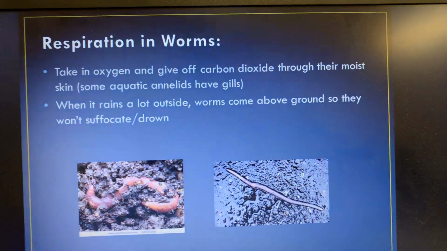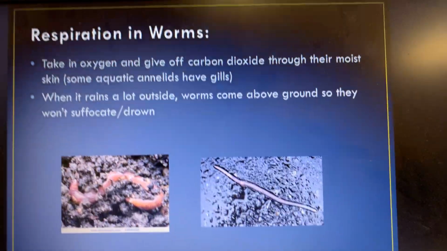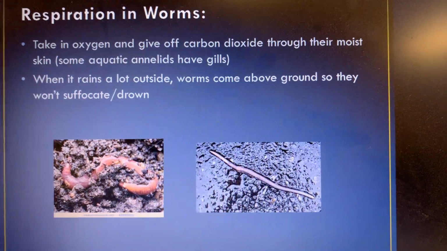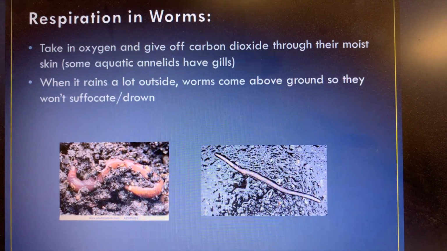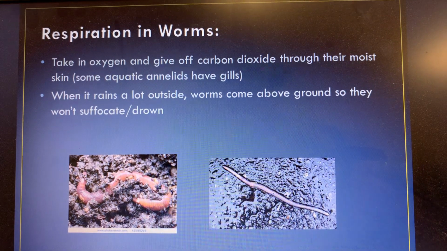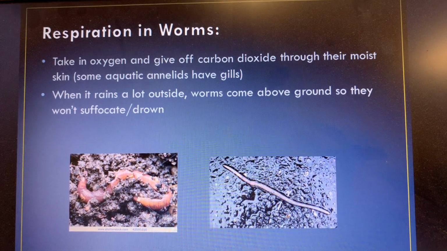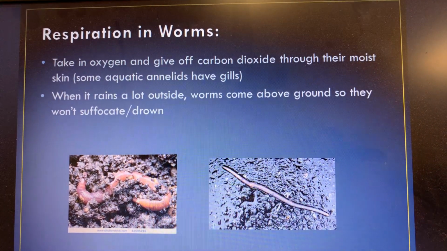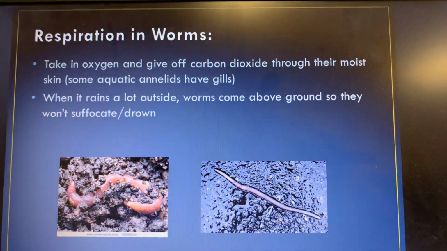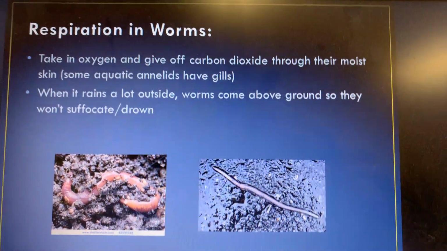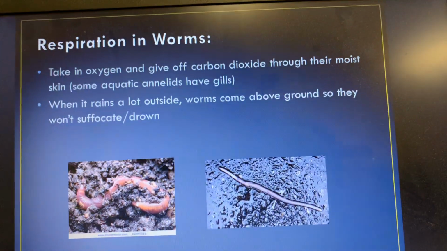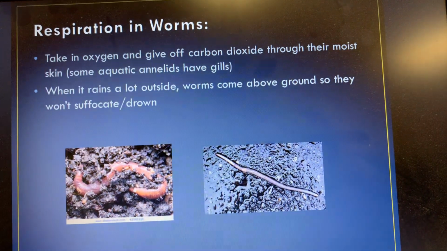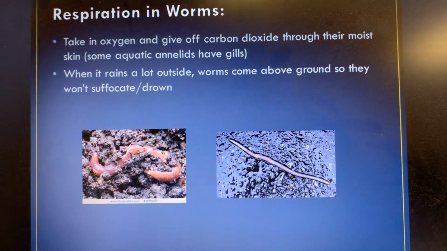And then we have that one video about when it rains outside and why they come above ground. One of the main theories is that they don't want to drown or suffocate because they breathe through their skin. And so that's one of the leading theories on why they come out when it rains outside.